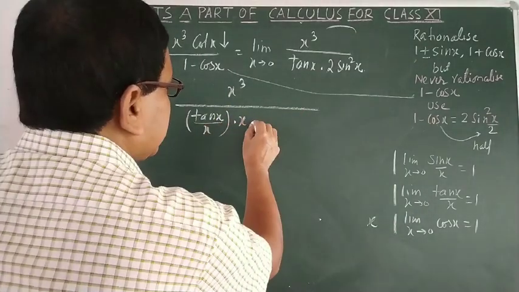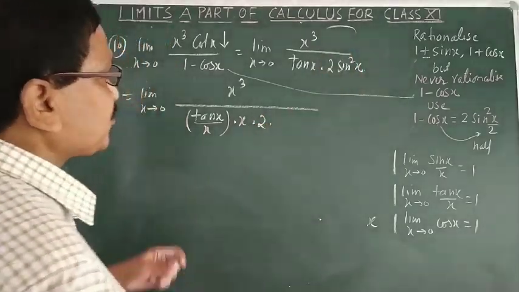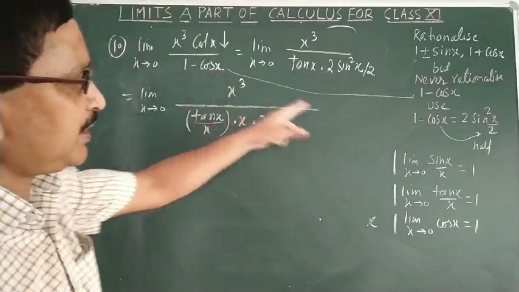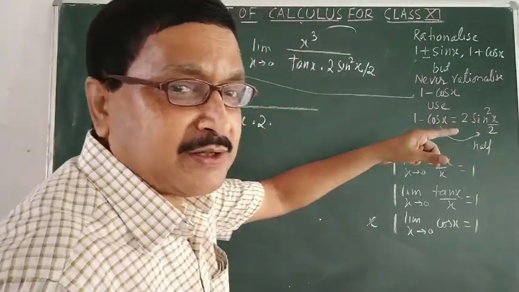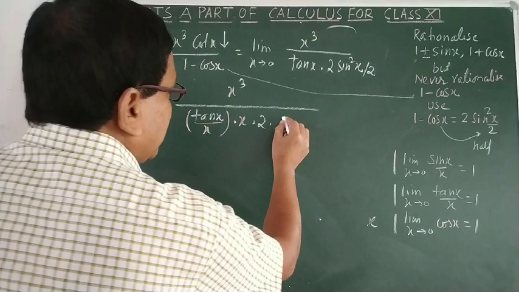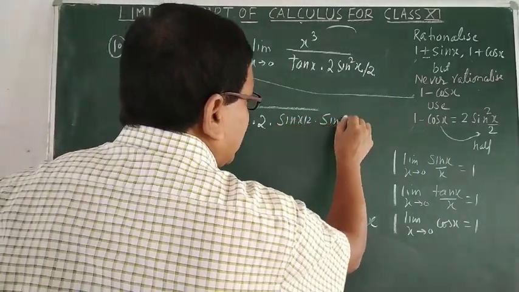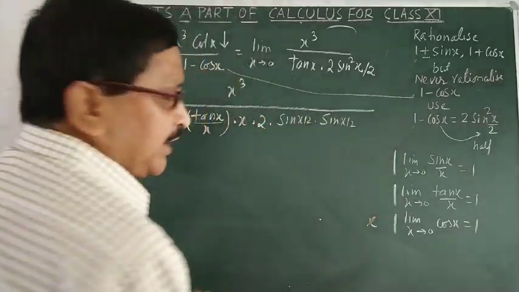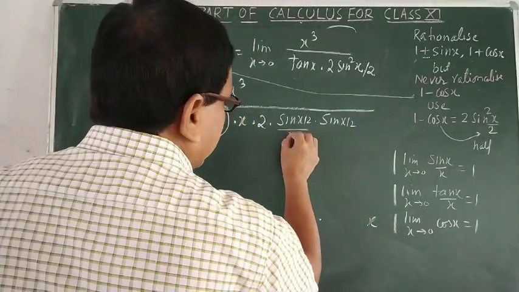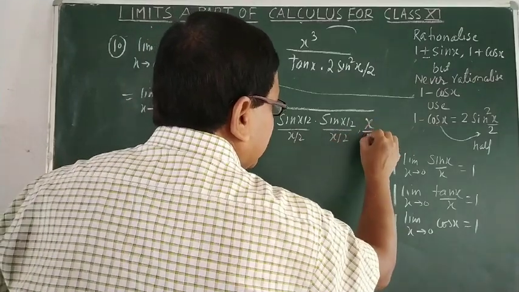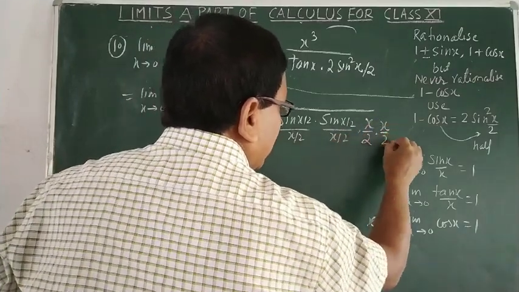Now again 2 is as usual. Again sin square x by 2, this is sin square x by 2. Already in the formula 2 is written; usually we miss the 2. So sin x by 2, one more sin x by 2. I already told you that this x by 2 needs x by 2, and one more x by 2.